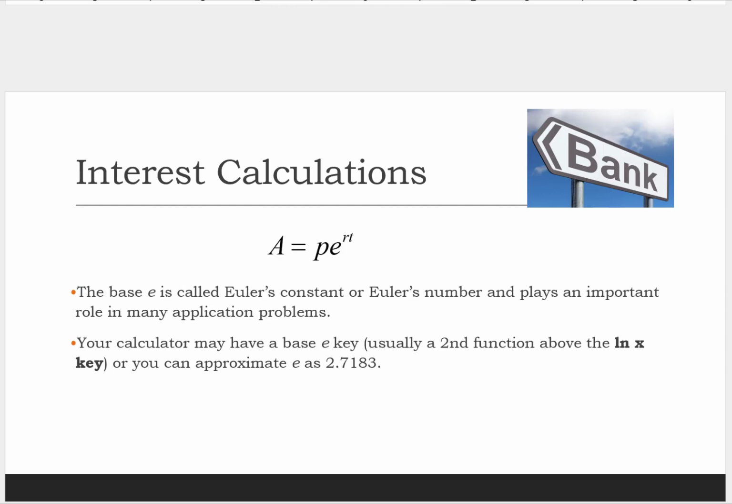The base e that we see in this formula is called Euler's constant or Euler's number, and it plays a very important role in many applications in math and science. Your calculator may have a base e key. It's usually a second function above the ln x key, or you can approximate e as 2.7183. I'm going to demonstrate in a minute with a calculator how to locate that e key.